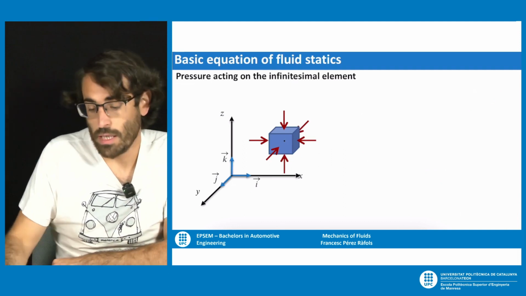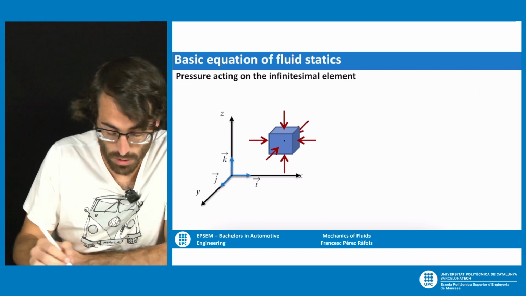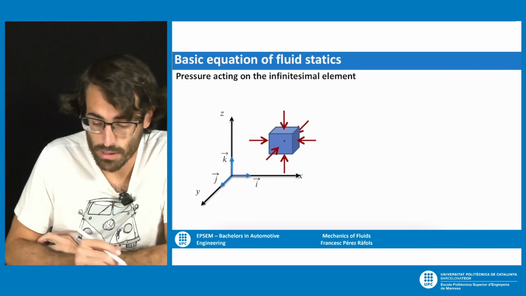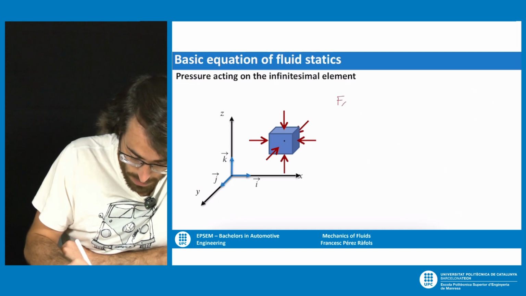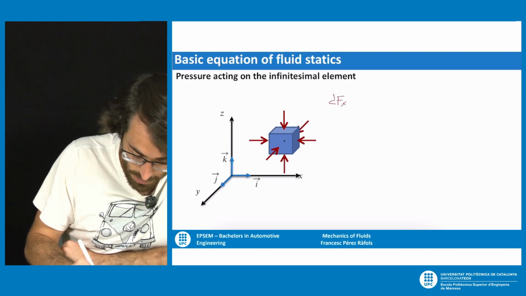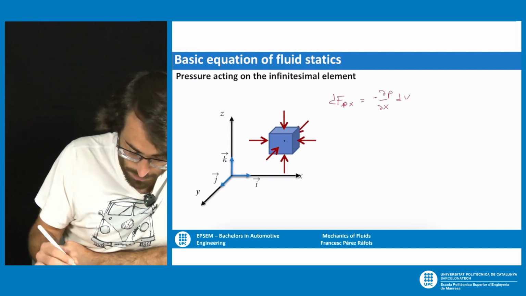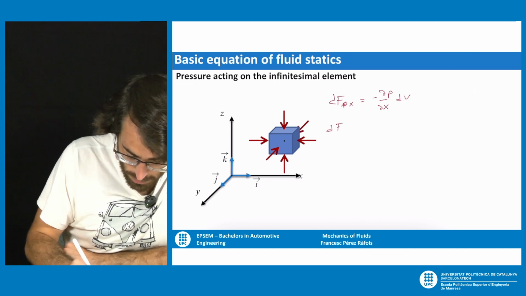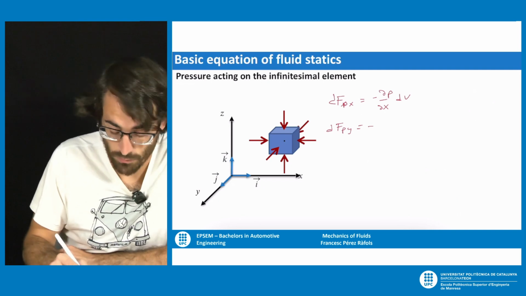So good, that was the force in x direction. Of course, we might have pressure in y and z direction as well. And let me just recap. So we have the Fp in x direction was minus dP dx dV. I'm not going to derive it again, but you can see it's exactly the same. We can do the same for y and for z.